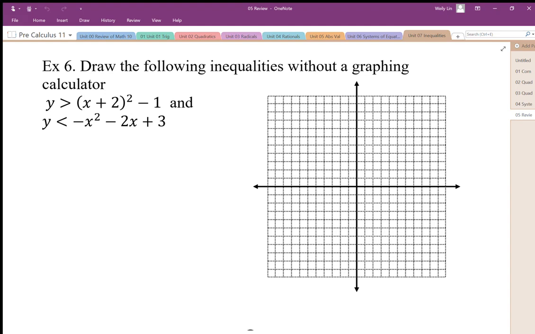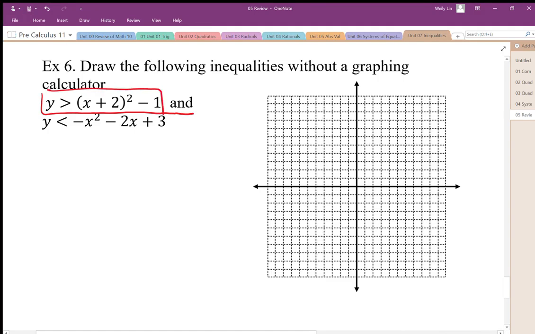To draw the following inequalities without a graphing calculator really involves understanding the parabola. We really have to go back to the second unit where we were doing parabolas, and you need to know how to graph parabolas. So that's very important. For the first inequality, we have this in the vertex form.